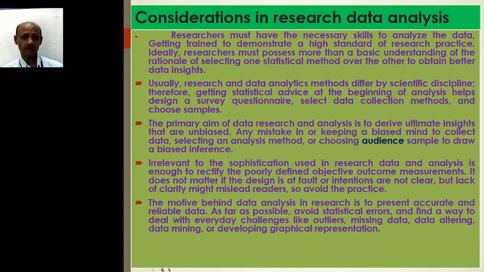The next one is the primary aim of data research and analysis is to derive ultimate insights that are unbiased. Any mistake in, or keeping a biased mind to, collect data, select an analysis method, or choose an audience sample can draw a biased inference. Irrespective of the sophistication used in research data and analysis, it is not enough to rectify poorly defined objective outcome measurements. It does not matter if the design is at fault or intentions are not clear, but lack of clarity might mislead readers or the researchers, so avoiding that type of practice is better.